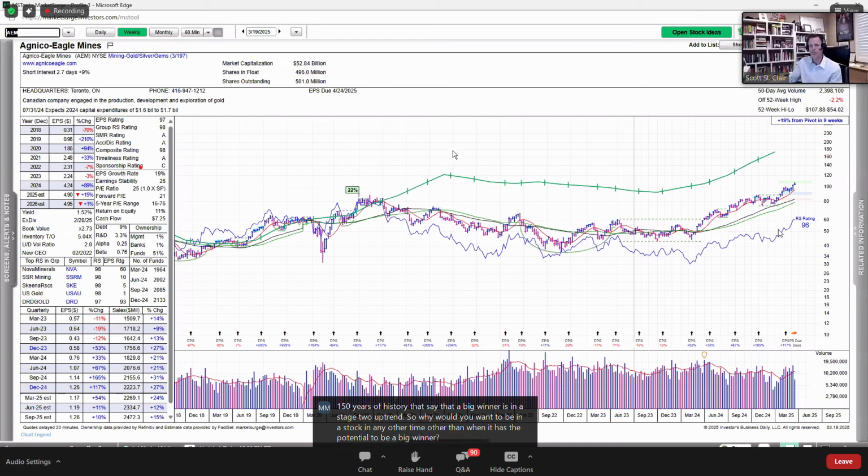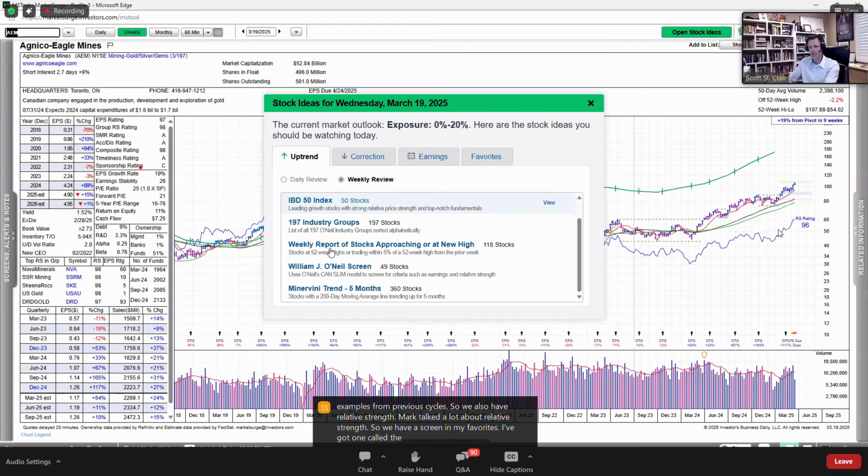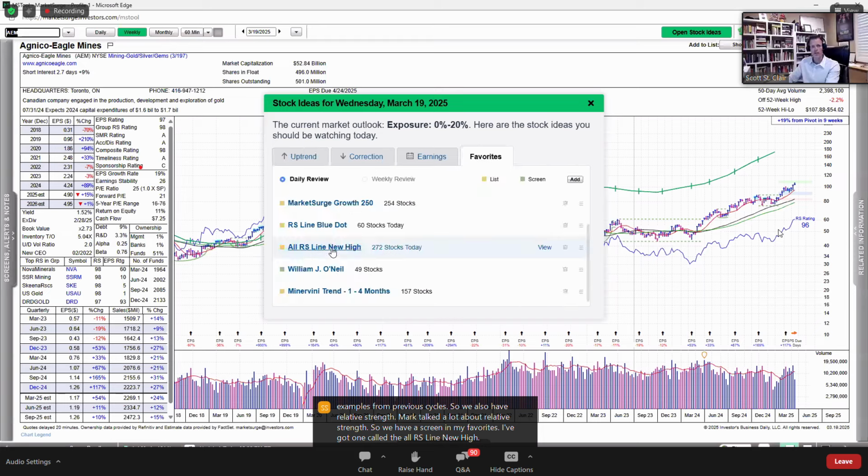Okay, so let's talk about two others that we're going to highlight, and then we're going to show you some examples from previous cycles. So we also have relative strength. Mark talked a lot about relative strength. So we have a screen in my favorites. I've got one called the All RS Line New High. What this is doing is giving me all the stocks today, for example, and it'll be historic, where the relative strength line made a new high today.